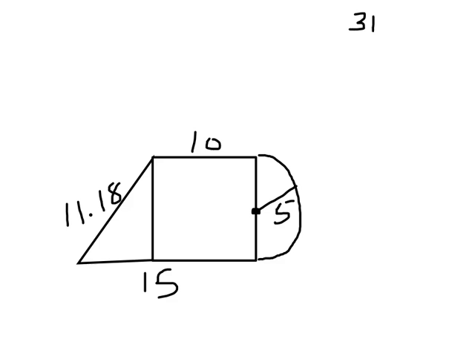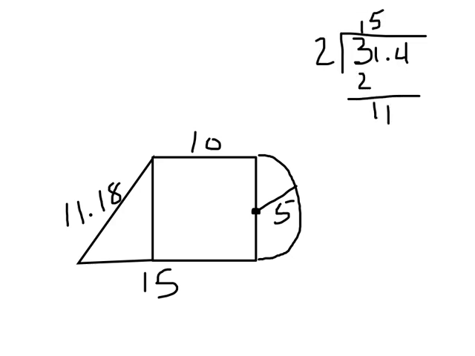Here's the only difference. 31.4 divided by 2. Got a 1 there. And 5. Now let's see. I brought this down too far. 31.4 divided by 2. Bring my decimal up. Do my subtraction. 15.7. So now I know that this is 15.7.